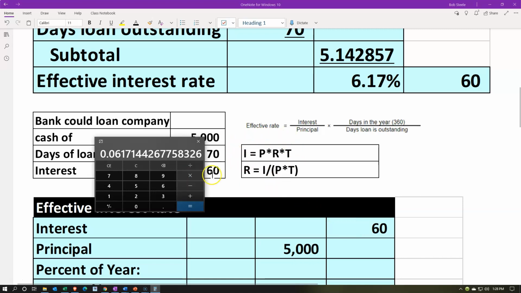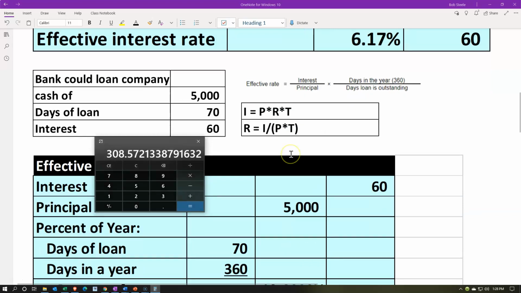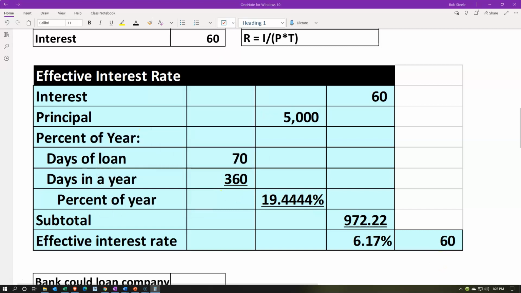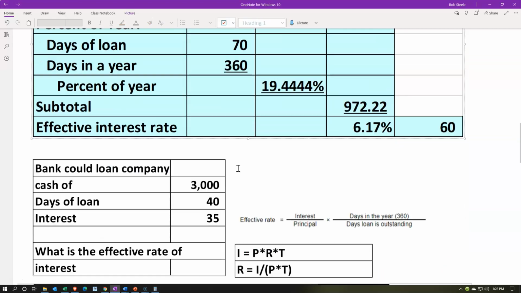So if I take the percent rate times the principal, which is times the 5,000, times time, which we now know is a fraction of a year, 70 divided by 360, which is 0.19444, so times 0.1944444 on forever, we get about 60, right? Because there's rounding involved. So we've kind of double checked it. So there's our calculation. Let's do it again.